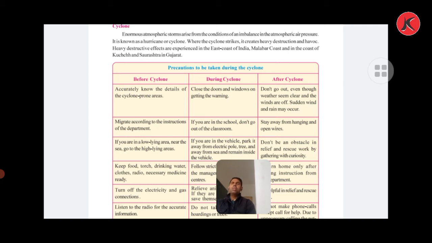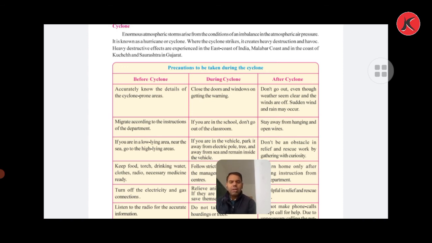Turn off the electricity and the gas connections, and listen to the radio for accurate information. Students, we have to listen to the television or the radio news. We cannot look at social media at that time, because sometimes rumors come through social media, like Facebook and WhatsApp, they are spreading rumors. So it is better to listen to the radio or television news.